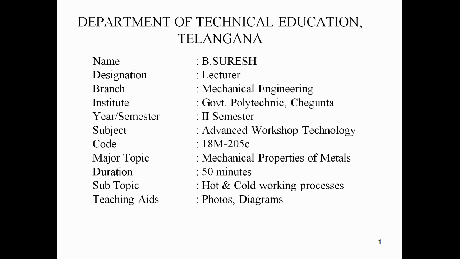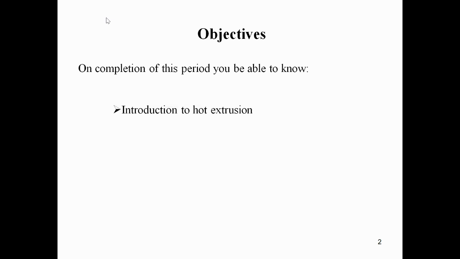So I am going to take a topic called Mechanical Properties of Metals. Under this, the subtopic is hot working and cold working processes. First of all, we would like to know: in previous classes, we have learned some of the hot working processes. Among them, one more hot working process is pending. So today I am going to discuss that hot working process and also continue with the cold working processes.